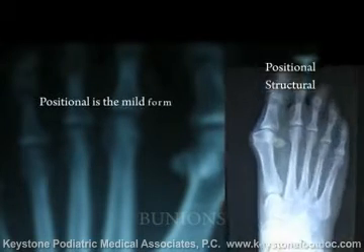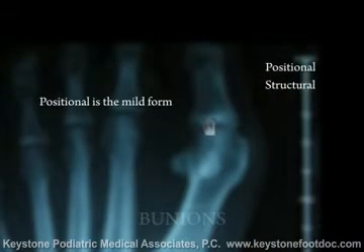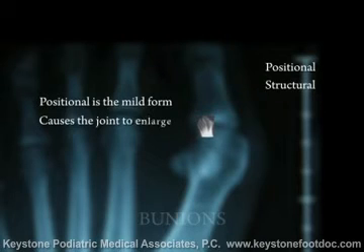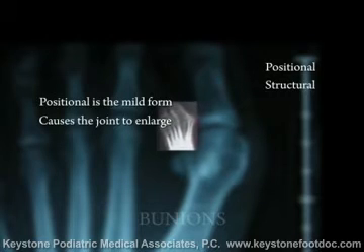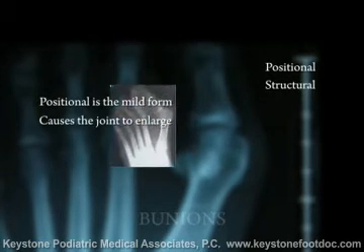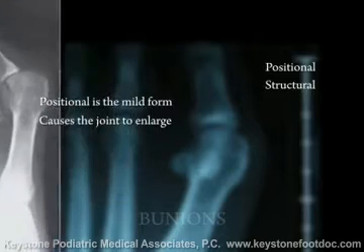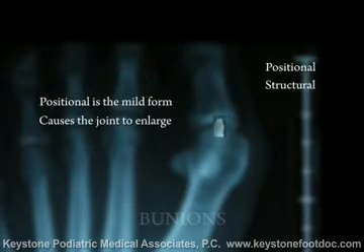Positional is the mild form, and it arises from new bone growth that causes the joint to enlarge. This stretches the joint's outer covering, causing the big toe to push into the smaller toes. As the tendons tighten, the big toe is forced farther out of alignment.